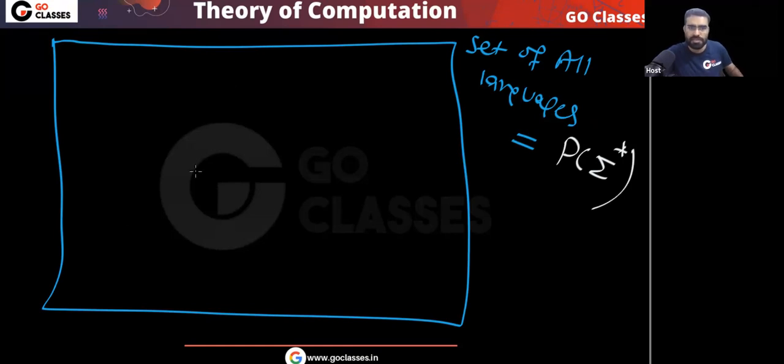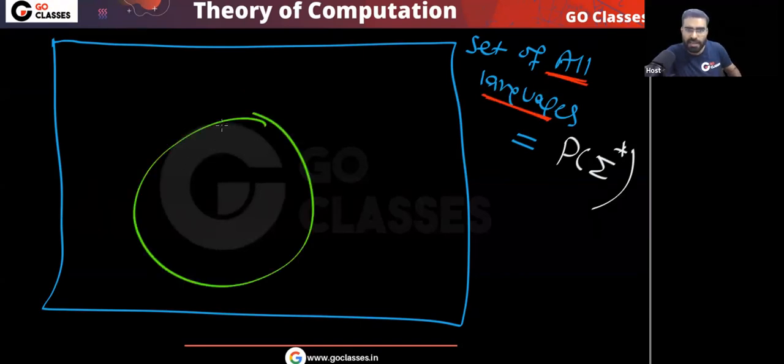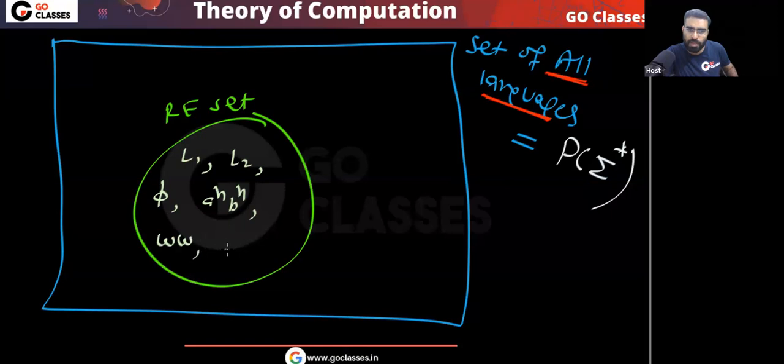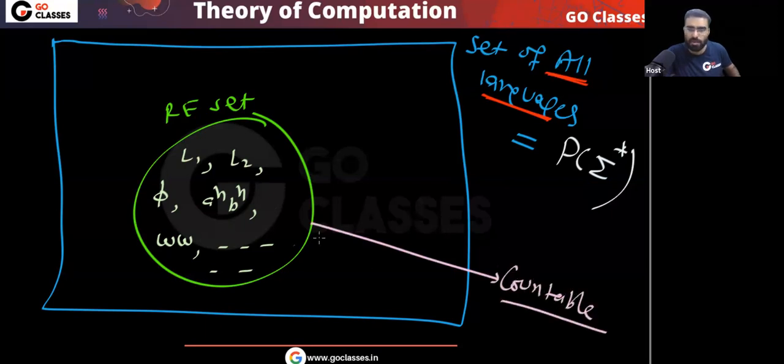Now, you can easily notice that in the set of all languages, some languages are RE. For example, these are the RE languages. Let's assume this is the set of all RE languages. This is the RE set. Here every language is RE: L1, L2. Here you have a power n, b power n also. Here you have ww also. So this is your set of all RE languages. This is countable. Remember, the set of all RE languages is countable.